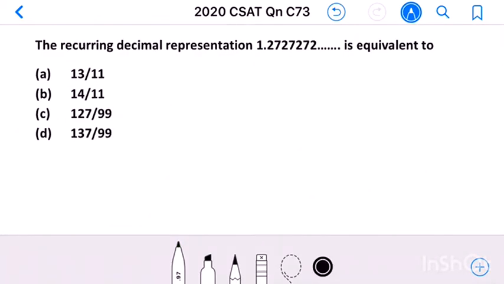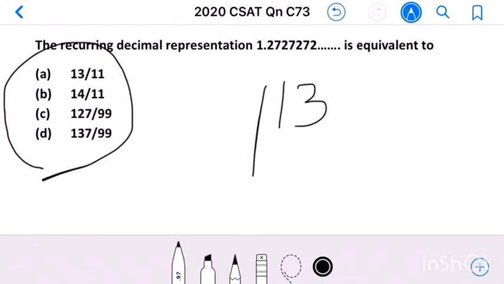Question number 73. The recurring decimal representation 1.27272727 etc. up to infinity is equivalent to which of the following options? Let us solve the first option, 13 divided by 11. 13 divided by 11 we can find it as 1 into 11.